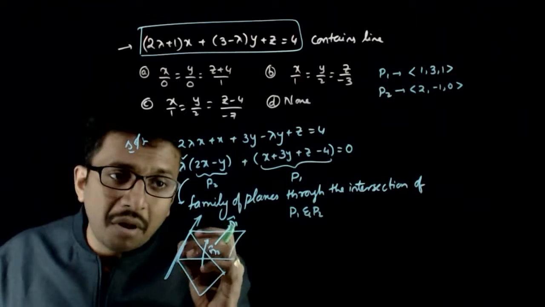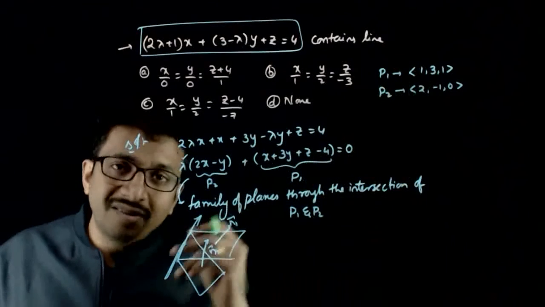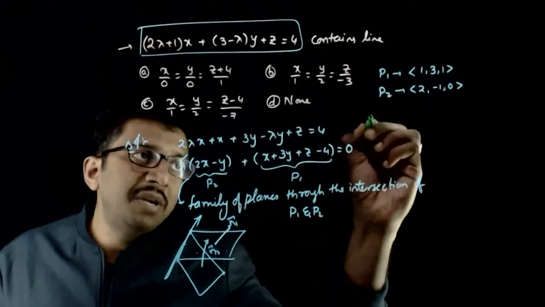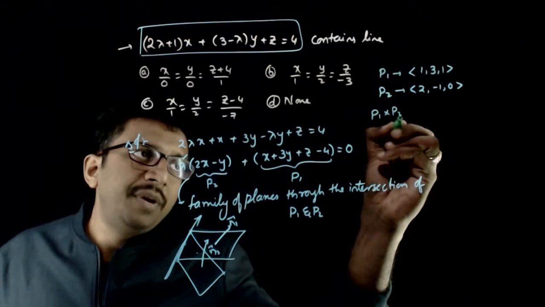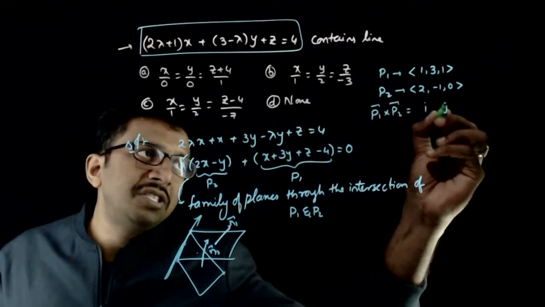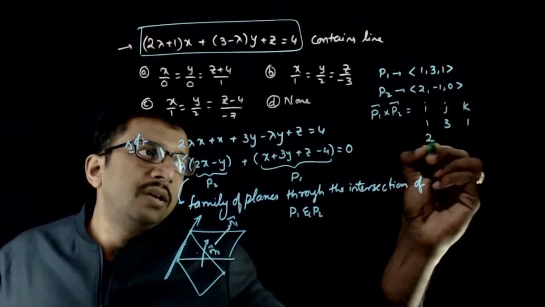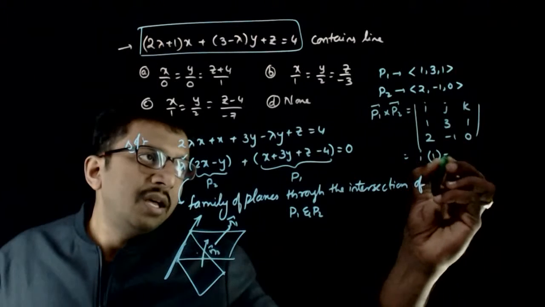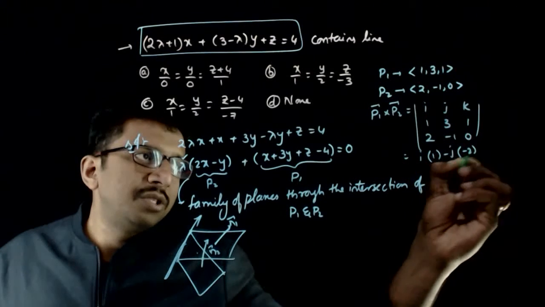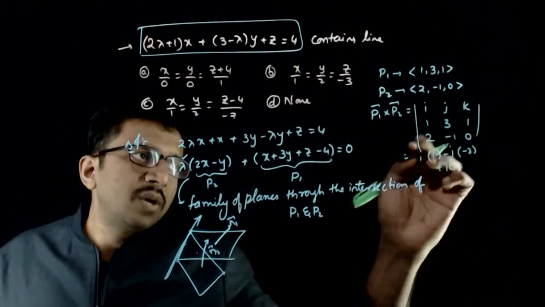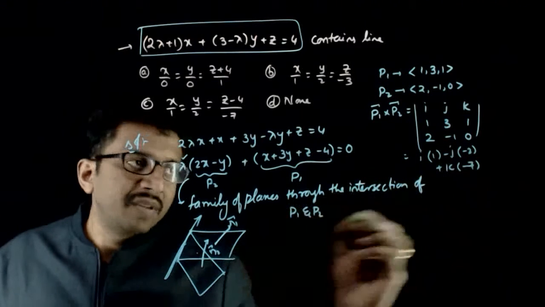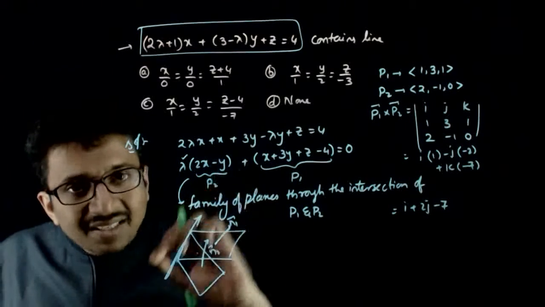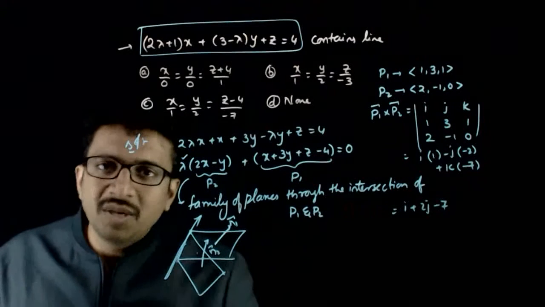Now what are the DRs of a line which is perpendicular to both of these? That is nothing but n1 cross n2. So the DR should be along n1 cross n2. So n1 bar cross n2 bar is nothing but the determinant with i, j, k; 1, 3, 1; 2, −1, 0. That is equal to i times 1 minus j times −2 plus k times (−1 − 6), which is −7. That is equal to i + 2j − 7k. That means this line is in the direction of i + 2j − 7k.